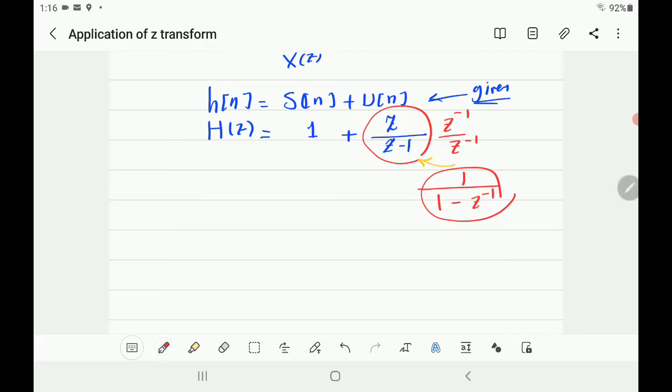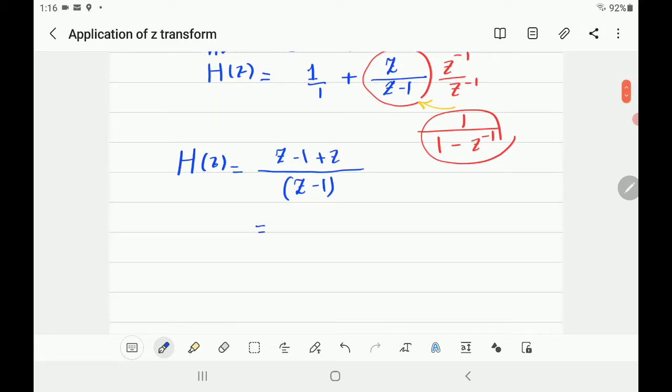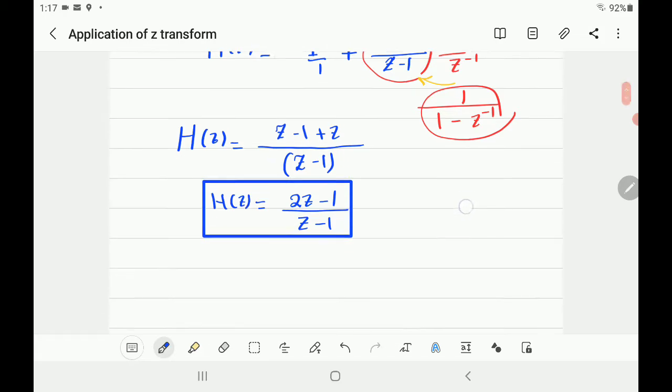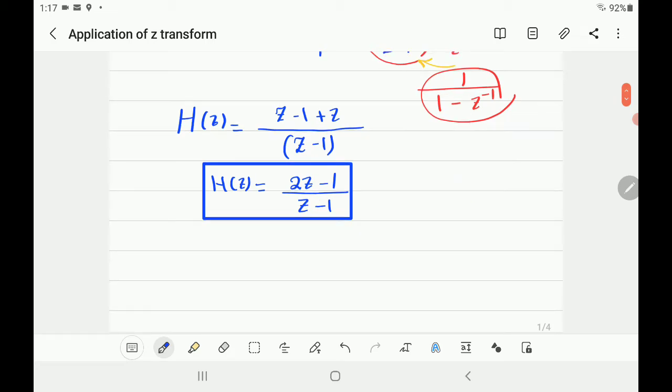Okay, so we should simplify the expression. So write h of z equal to, you have to find a common denominator between 1 and z minus 1, that will be z minus 1, and 1 multiplied by z minus 1 gives z minus 1, plus z. So the final answer will be equal to 2z minus 1 over z minus 1. That's h of z. Again, if you want to express h of z in a different form, in terms of z to the power of minus 1, you can do that.